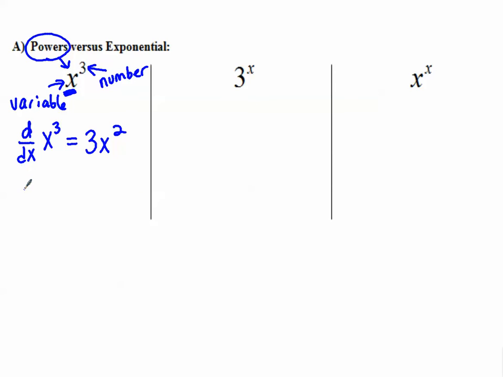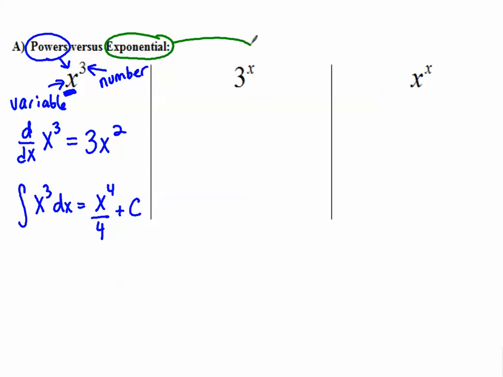If I'm doing the integral of x cubed with respect to x, I go backwards. Add 1 to the exponent, divide by the new exponent, and of course plus c. That's my power rule. Exponential functions mean that the variable is in the exponent. This is an exponential function.